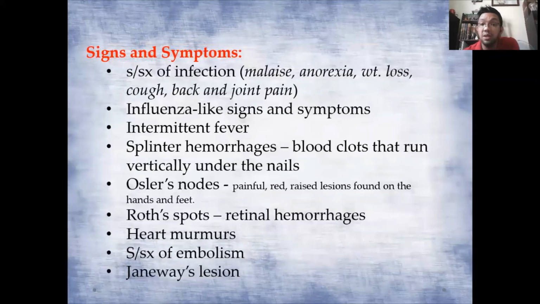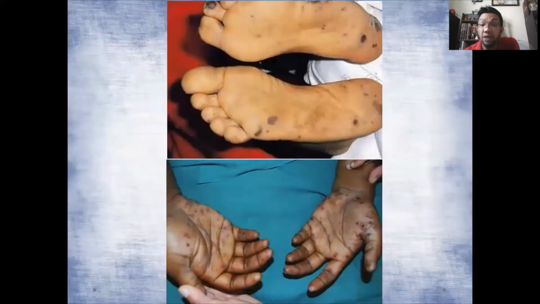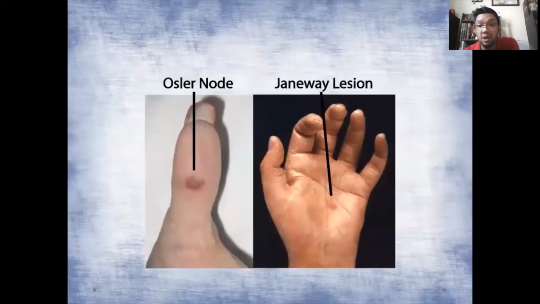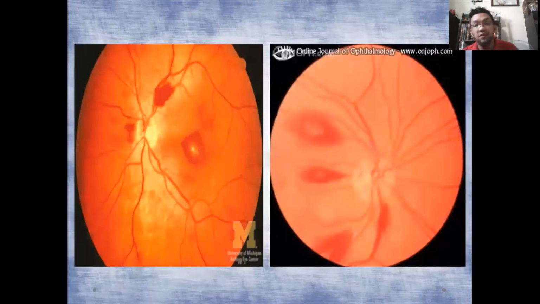Osler nodes are raised lesions on the patient's hands and feet. They are painful. Janeway lesions are similar, but they are not painful. So that's the difference between the two signs of bacterial endocarditis. So I'll repeat: Osler's nodes are painful red raised lesions on the hands and feet, while Janeway lesions are non-painful maculopapular red lesions found also on the hands and feet of the patient.